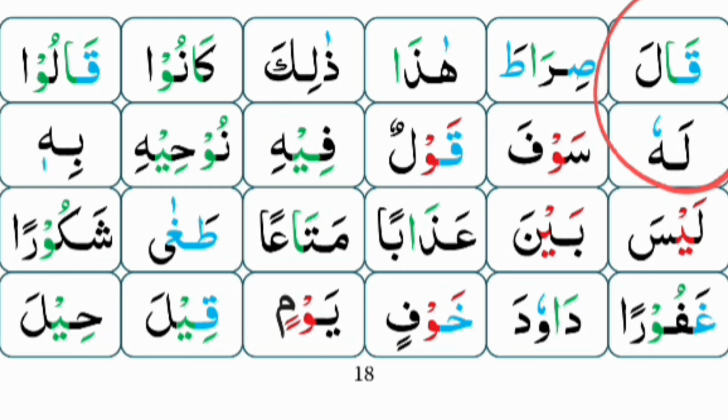So we will see the harkat on these letters. The first letter is qaf and the harkat on qaf is fatha. Qaf fatha, qa; lam fatha, la; qa, la. We join these two sounds: qala. Alif has no sign, no harkat, so it mixes with qaf and we stretch qaf a little bit. Qala.